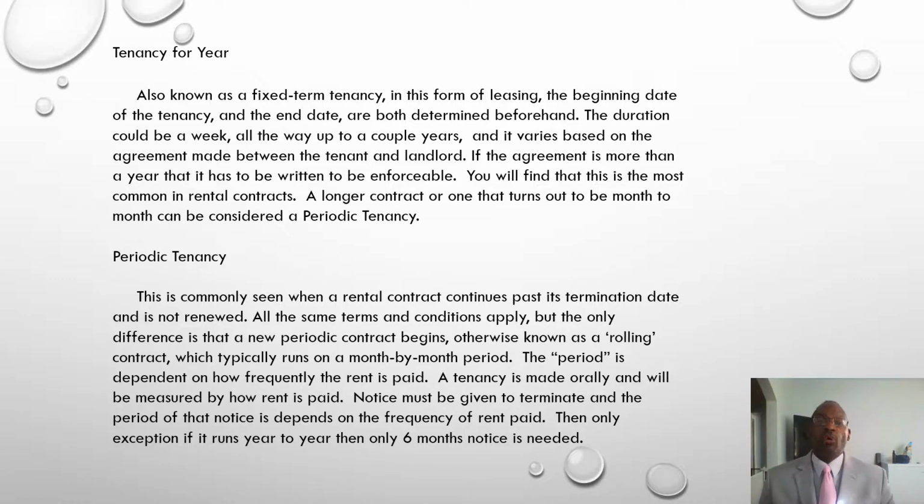A long contract or one that turns out to be month to month is considered to be a periodic tenancy, and you'll find that the tenancy for years is actually the most common. Also, periodic tenancy is commonly seen when a rental contract continues past its termination date and is not renewed. Basically, at the end of your regular rental contract, when you haven't renewed anything, this is called periodic tenancy.